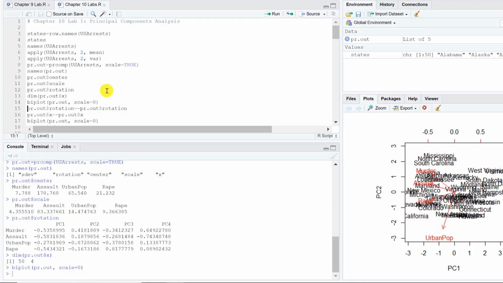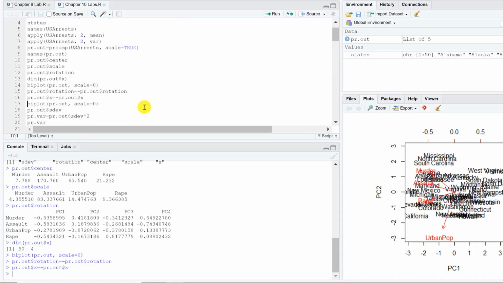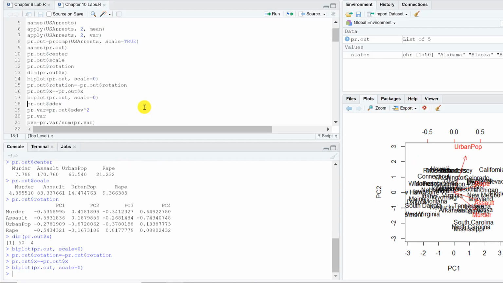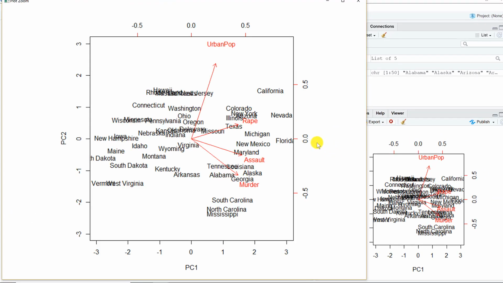And so we can rotate this by just taking the rotation and setting it equal to the negative rotation. So that'll multiply every principal component vector by -1. And then we can create a biplot with that. And now we can see our principal components plot. And we can see states pointing more towards the right have higher crime directions, and the states pointing more up are higher urban population.